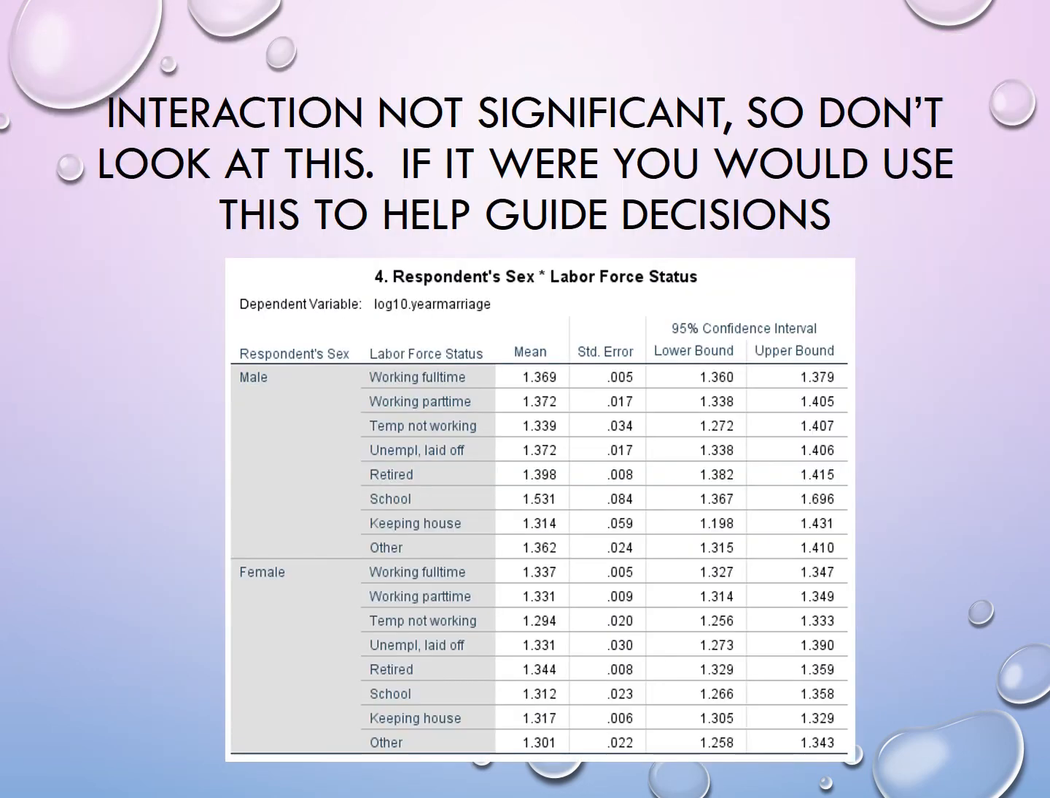So in our example, the interaction was not significant, so you wouldn't look at this table. But if it had been significant, then you would look at this table to help you guide your decision making about what is significantly different than what. So as you can see in this table, remember it's a 2x8. So you've got the two groups, males and females, and then you've got the 8 groups of different labor force status right there. And you can see the mean scores for all of them. So it gives you a chance to just kind of look it over.